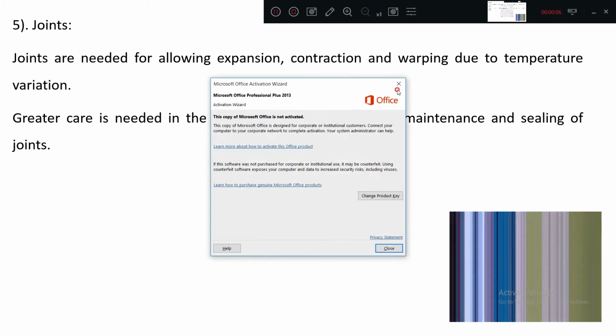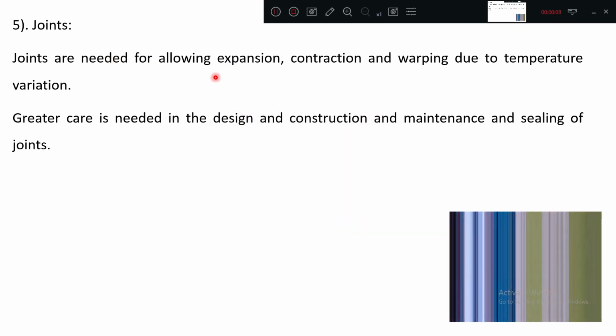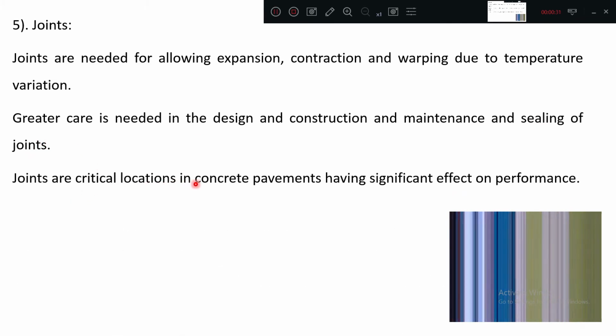Okay, what are these joints? Joints are needed for allowing the expansion, contraction and warping. These are the places where expansion, contraction and warping occur due to temperature variation. Greater care is needed in the design, construction, maintenance and sealing of these joints. Joints are critical locations in concrete pavements having significant effect on performance.